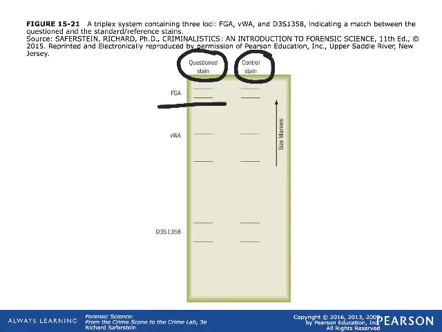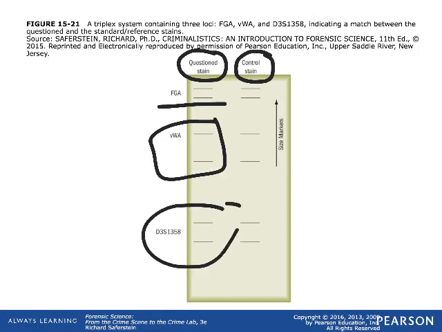So here's what FGA looks like. They got 2 bands for FGA. This person had 2 bands for WVA, and then 2 bands for this D3S1358. Okay, now the control, maybe this came from the victim. Okay, they match. So they are the same sizes on the gel. So they look identical.